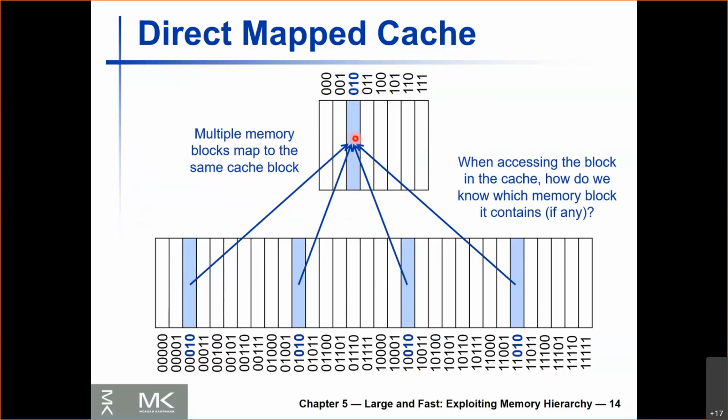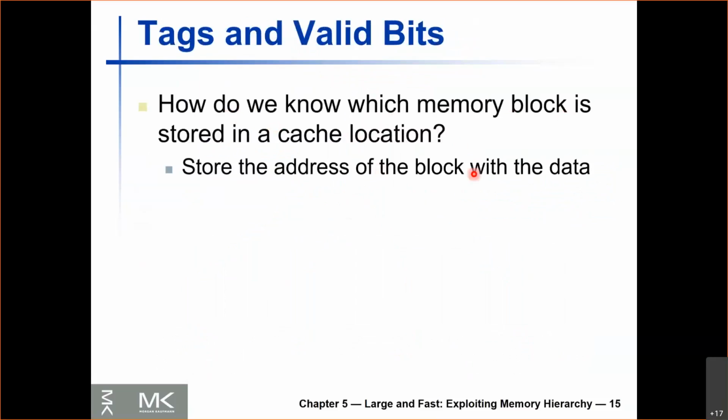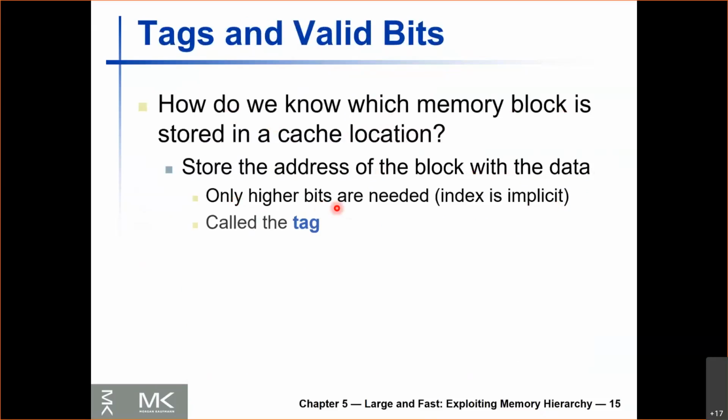Okay, so to summarize, how do we know which memory block is stored in a cache location? The way we know is that we're going to store the address of the block along with the data. And we don't need the entire address because the index is implicit. So we're only going to store the higher bits. And these higher bits are going to be called the tag. Okay?